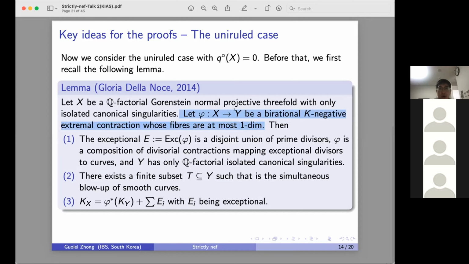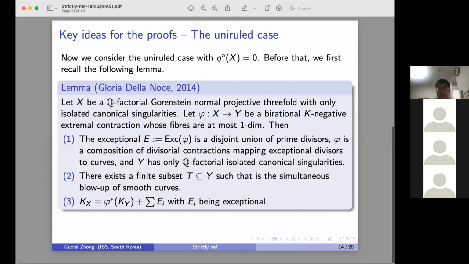So the relative Picard number can be 2 or 3, may not be 1. But we require the fibers are at most one-dimensional. Then in this case, this lemma tells us that it is a divisorial contraction. So this is the composition of divisorial contractions, mapping the exceptional divisors to curves. And also in this case, the singularities on Y will not be worse.